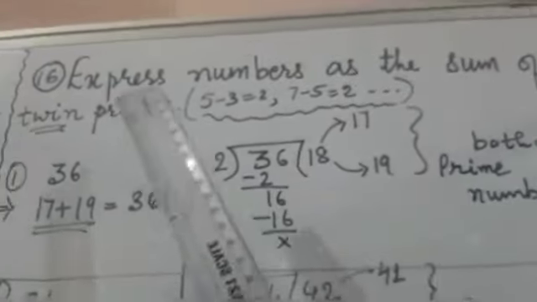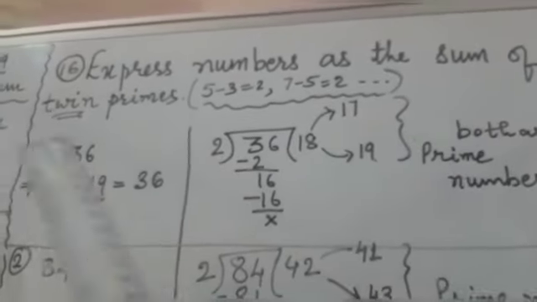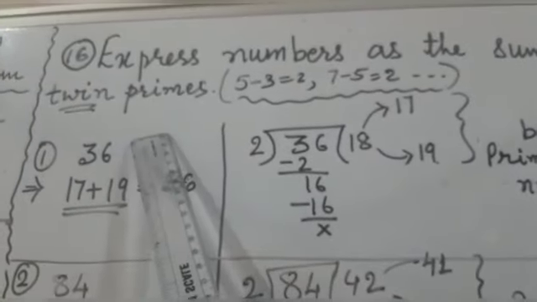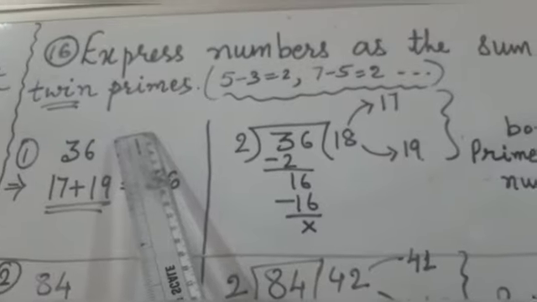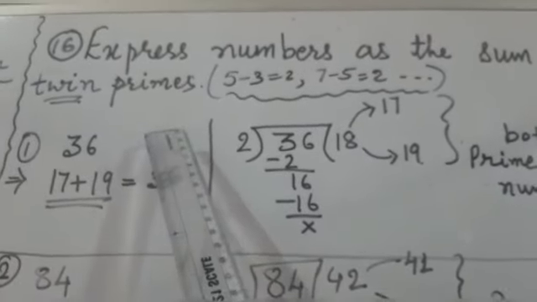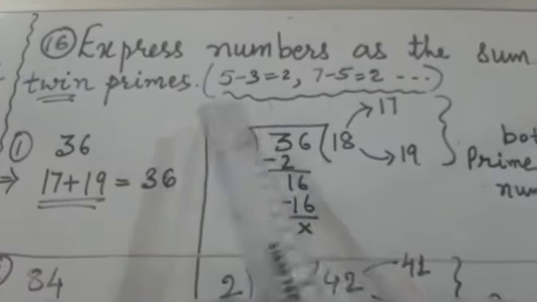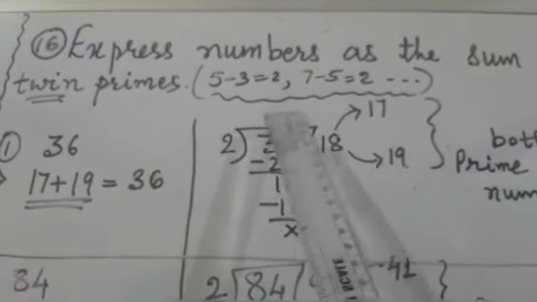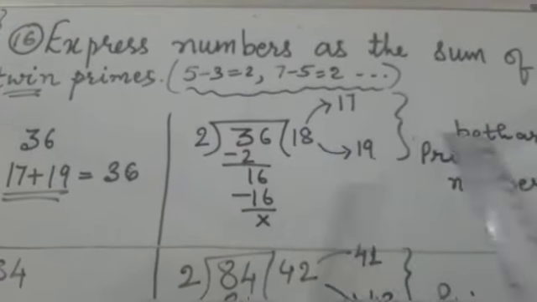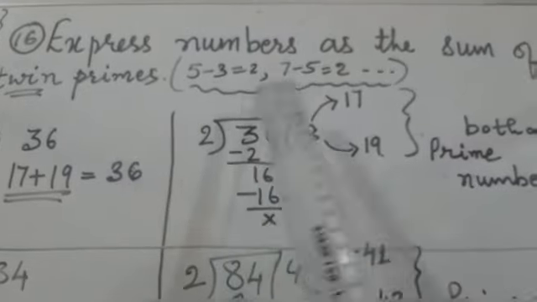Next question: express numbers as the sum of twin primes. Twin primes means two consecutive odd prime numbers. For example, 3 and 5, 5 and 7, 11 and 13, 17 and 19, and their difference is 2.